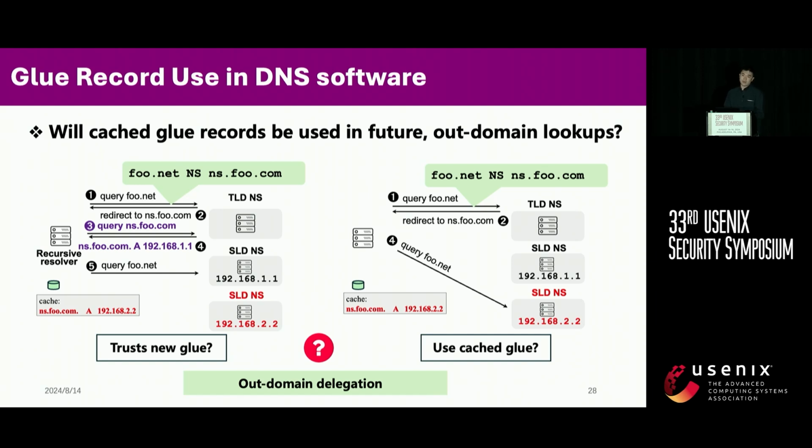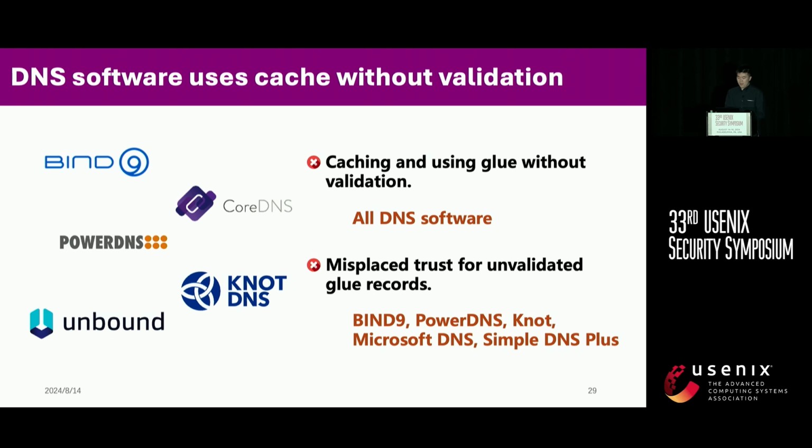Problems arise when the data in the cache and the data returned by the top-level domain differ. Resolvers can be directed to different servers as a result. Note that according to standards, using the cached glue for this out-domain scenario is not recommended. However, we find several mainstream software actually doing this, caching and using this glue without validation, even under out-domain scenarios, and even though cached glue records are designed to have low priority of trust.